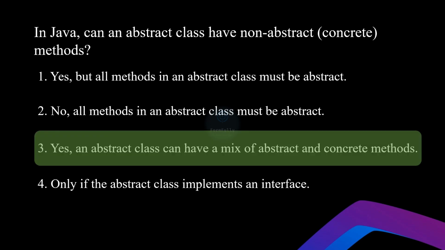Here option C is correct because an abstract class in Java can contain both abstract, that is unimplemented methods, and concrete, that is implemented methods. This allows abstract classes to provide some default behavior while requiring subclasses to implement specific methods. Option 1 is incorrect because not all methods in an abstract class need to be abstract, same as option 2. Option D is incorrect as implementing an interface does not determine whether concrete methods can be in an abstract class. So option 3 is correct.